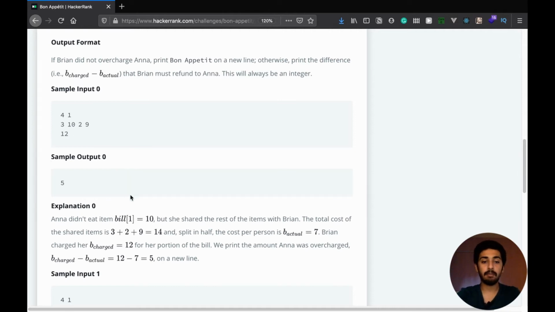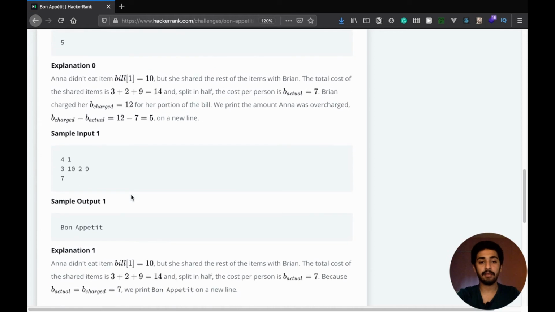So let's get into implementing this. Before that, just another caveat: if the amount that Anna has to pay is equal to the amount that she has paid, you just have to print out Bon Appetit.